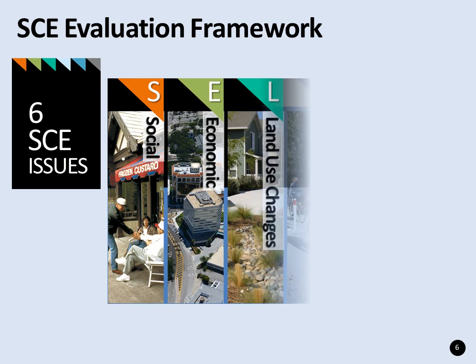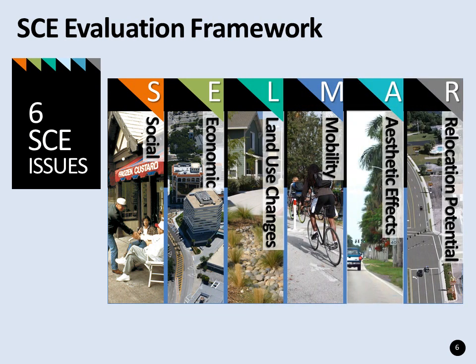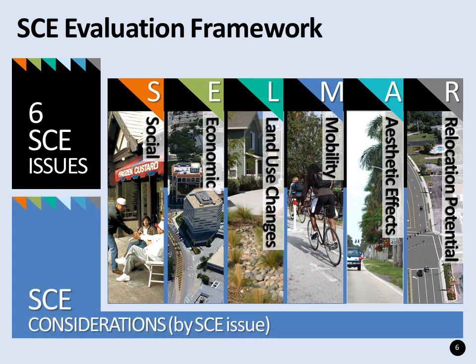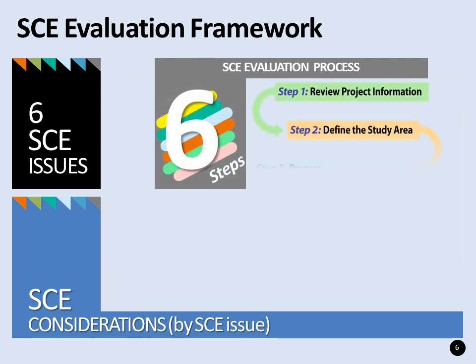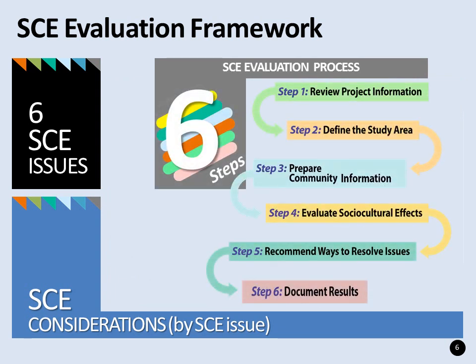The framework of the SCE evaluation process has 3 main components, the first being the 6 SCE issues. The issues encompass the full spectrum of potential community concerns associated with transportation projects. These issues are further defined by a series of SCE considerations, developed by FDOT with input by SCE practitioners. Arranged by SCE issue, the considerations help the practitioner identify and assess potential project effects on communities and community resources. The last piece of the framework is the 6-step SCE evaluation process. I'll talk more about the process later in the "How is it prepared" part of the video.